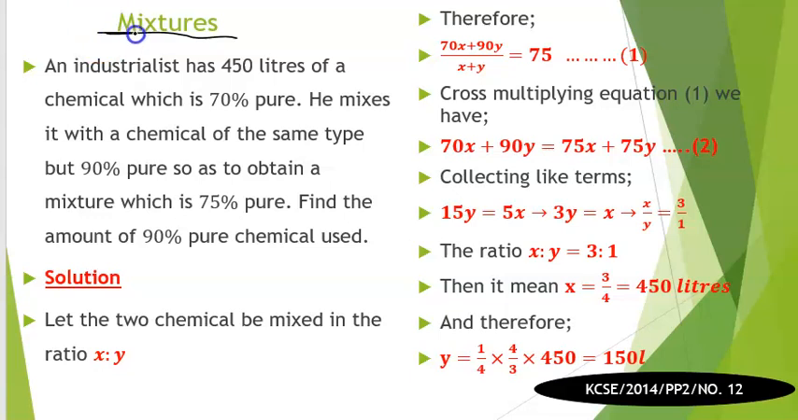Today I just want to take you through the area of mixtures. I'm going to use a question so that we can see if we can actually use the advantage of that question to understand more on this particular area of mixtures.